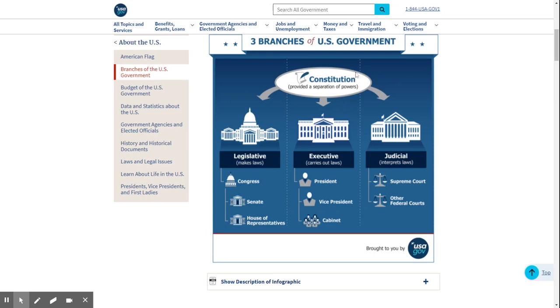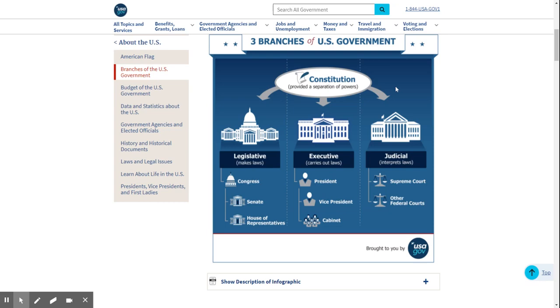Now, all three of these branches, of course, interact with each other. Congress passes laws, they can be vetoed or signed by the executive, and the judicial branch can decide if they're constitutional or not. The president appoints the federal judges, but they in turn are approved particularly by the United States Senate. So you can see that there's a system to keep any one of these three branches from becoming too powerful.